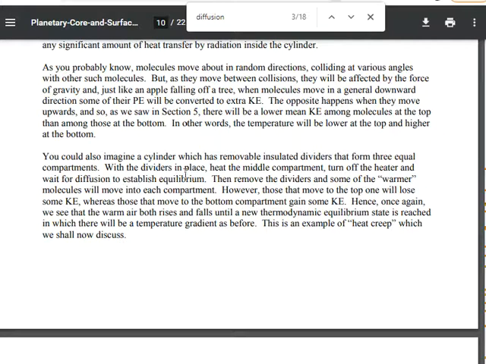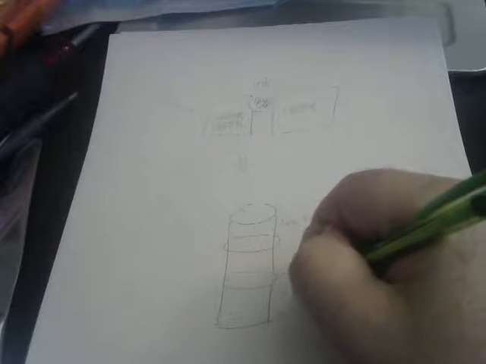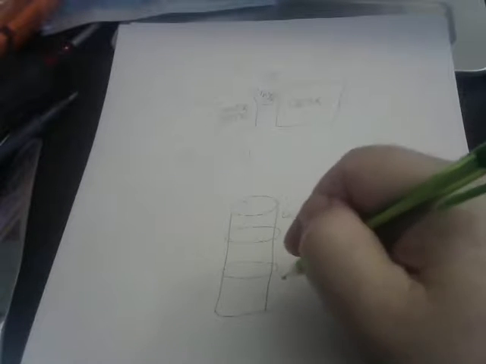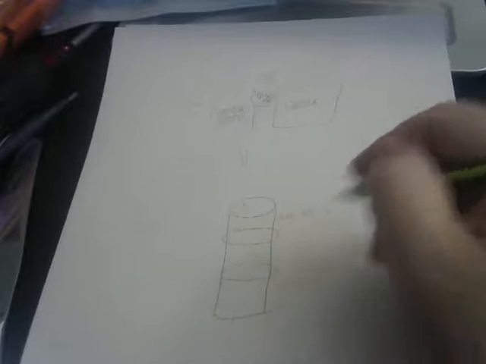"You could also imagine a cylinder which has removable insulated dividers that form 3 equal compartments. With the dividers in place, heat in the middle compartment." So he's imagining a situation like this. Then the low KE will go up here, high KE will go down here, and because of gravity, the higher kinetic energy will go down here, and the lower kinetic energy will go up here.